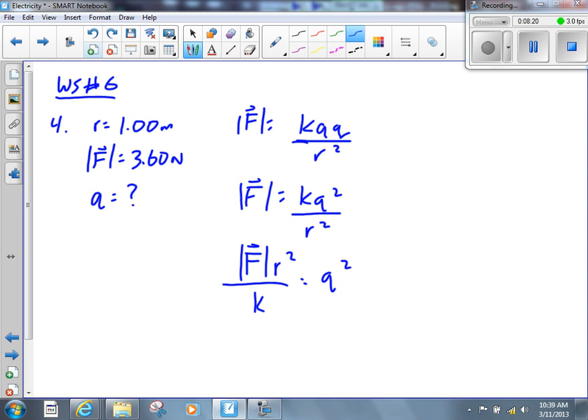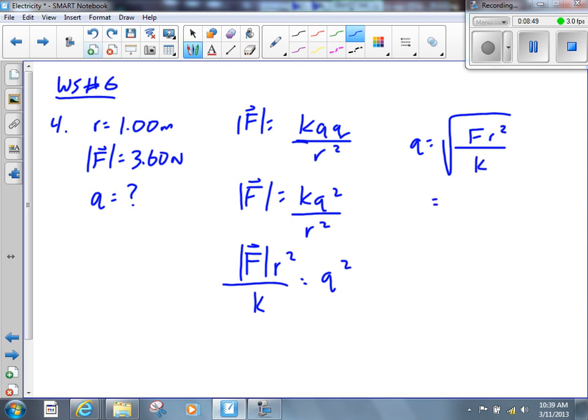How do we get Q by itself? We're going to square root it, right? How many people said here that K times Q times Q is K times 2Q? Okay, that's adding Q plus Q, right? When you multiply Q by Q, you're going to get Q squared. Does that make sense? Okay. So we're going to square root this now. Q is going to be equal to the square root of F times R squared over K.